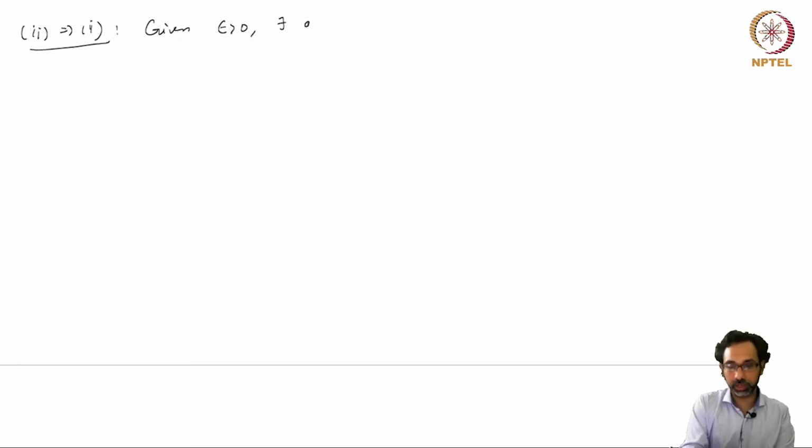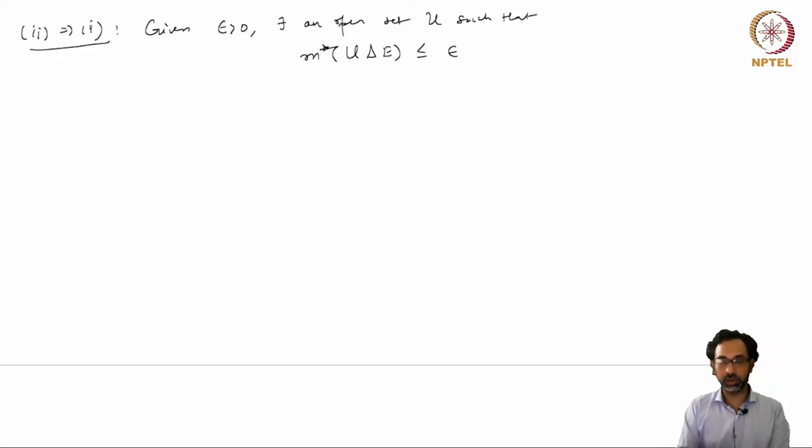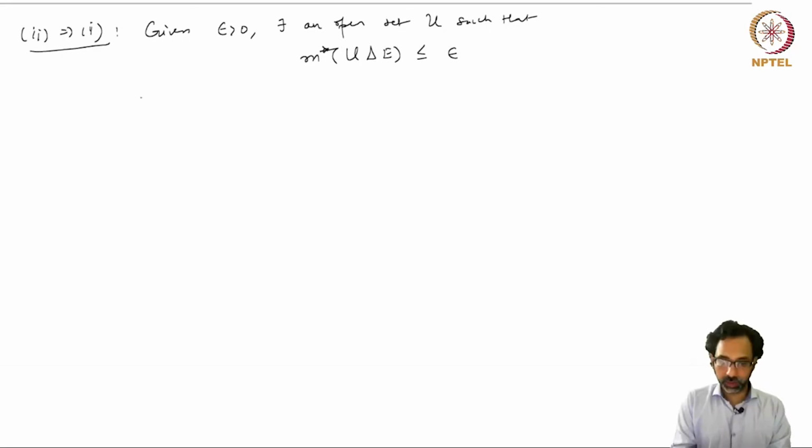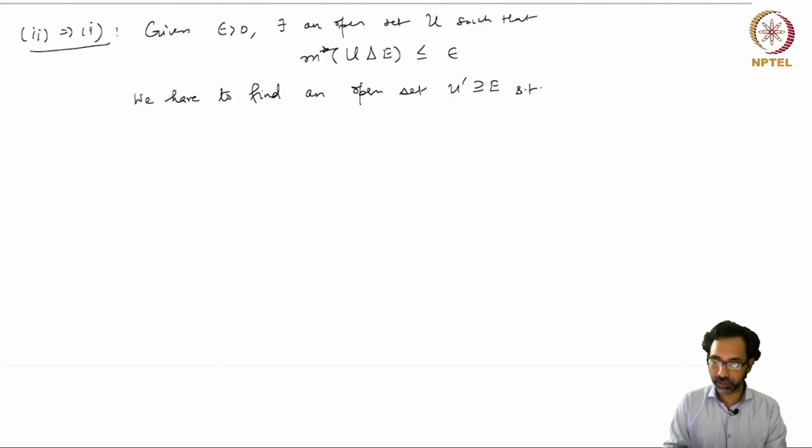We are given epsilon greater than 0, there exists an open set U such that the outer measure of U symmetric difference with E is less than or equal to epsilon. Now U may not contain E as a subset, so we have to find an open set U prime that contains E, such that the outer measure of U prime minus E is less than or equal to epsilon.